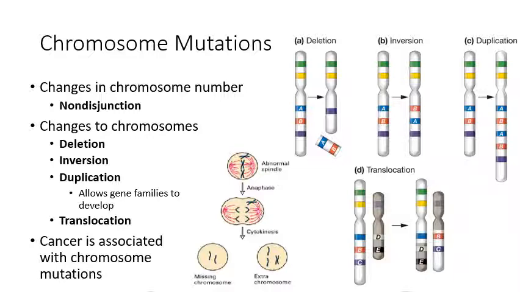When you have these chromosome mutations, a lot of the time that can disrupt your gene regulation, so that you start using genes you're not supposed to use, or using them too much or too little. That can lead to cancer.